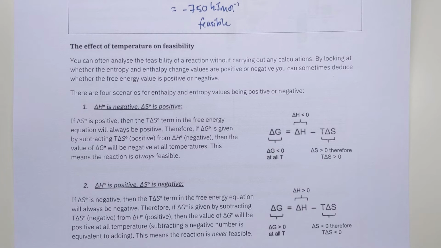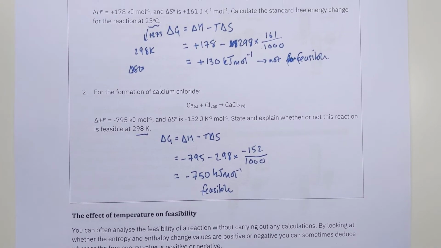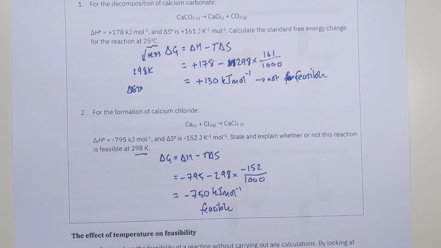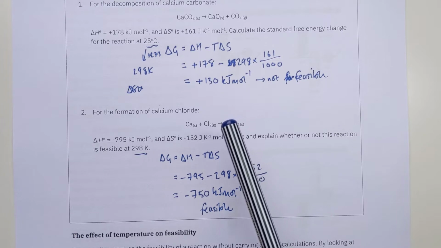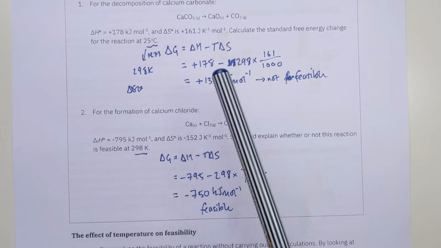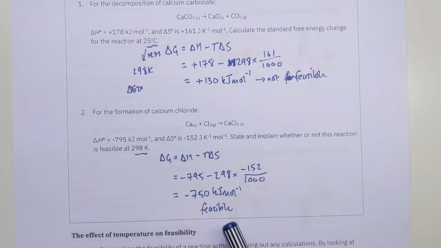The next little section on page 13 is how we can analyse the free energy equation without actually using any numbers. Because some of you might have noticed in the examples at the top of the page, we weren't really interested in the actual values for free energy, the fact that this is 130 and this is 750. All we were interested in is the sign of the final answer. We know that if something's positive, it's not feasible, but if something's negative, it is feasible.